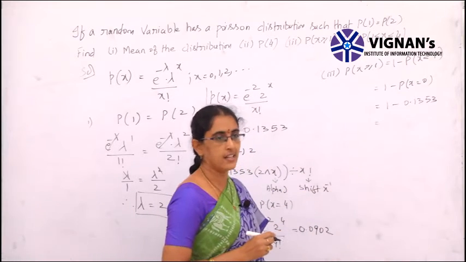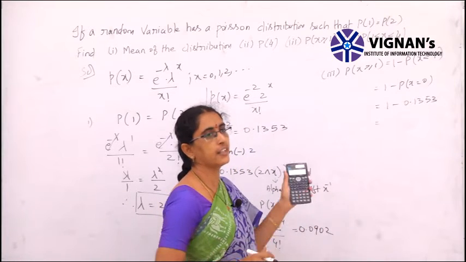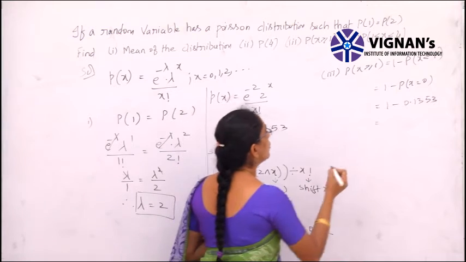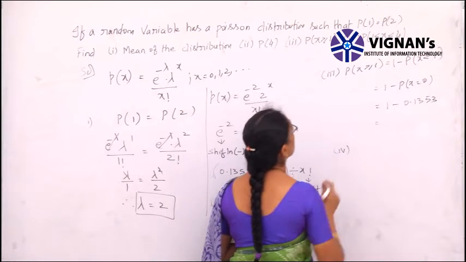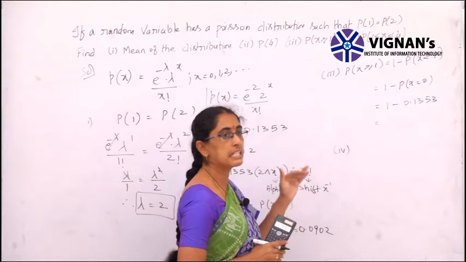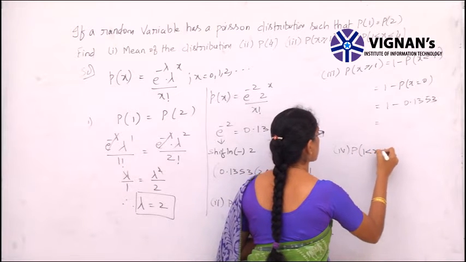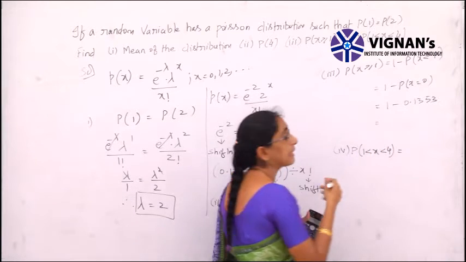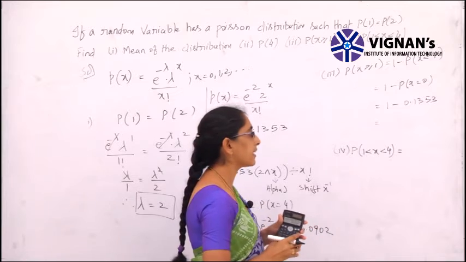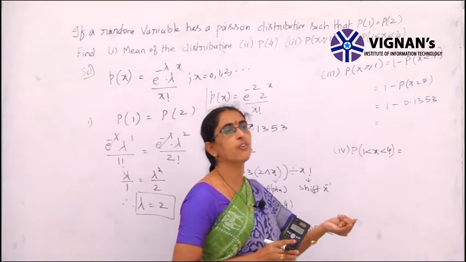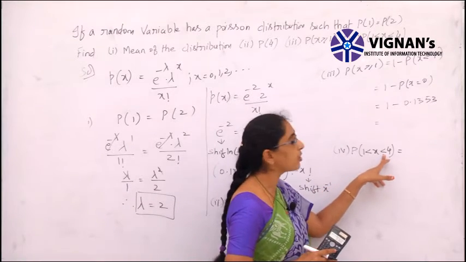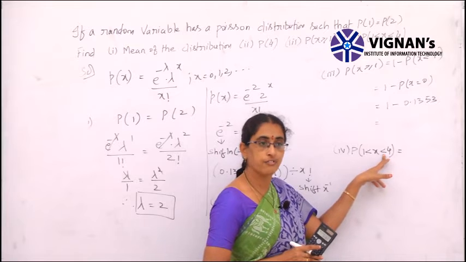Afterwards you can simplify the answer, because in between if you press that again the equation will go off. Then what is the fourth bit we have to find here? Probability of 1 less than x less than 4. Probability of 1 less than x means x greater than 1. X greater than 1 means x equal to 2, 3, 4 and so on. But again here one more condition, x less than 4.